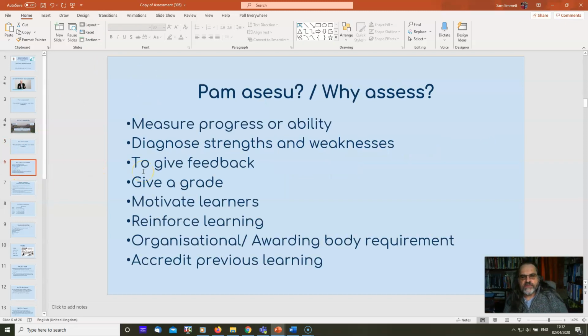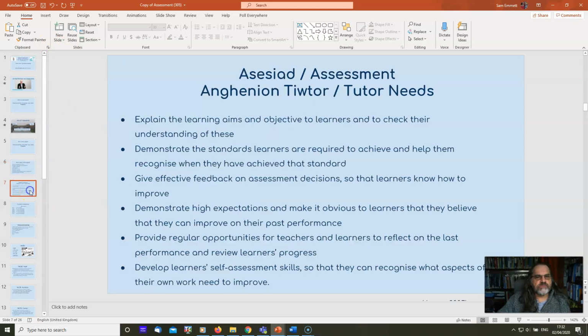Okay, so here are some potential reasons why we assess. So you might see whether you had these or had something else. So we've got to measure progress or ability, to diagnose strengths and weaknesses, to give feedback, to give a grade, to motivate learners, to reinforce learning, or as an organisational awarding body requirement, or to accredit previous learning. So there are some examples, and there are a lot more. So let's move on again.